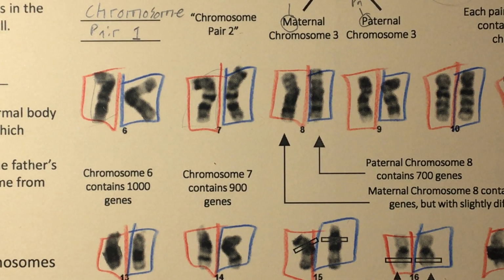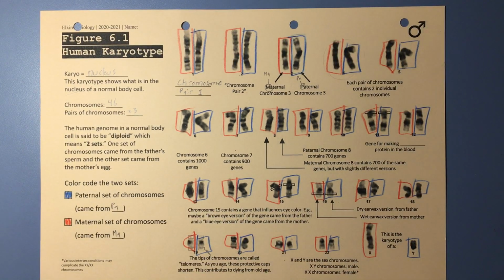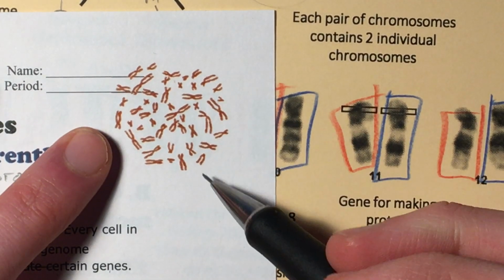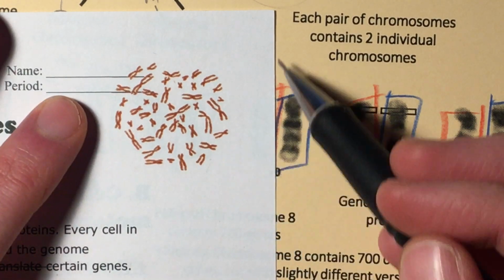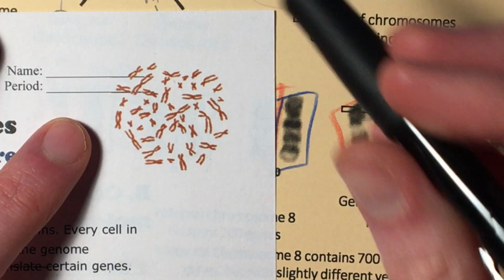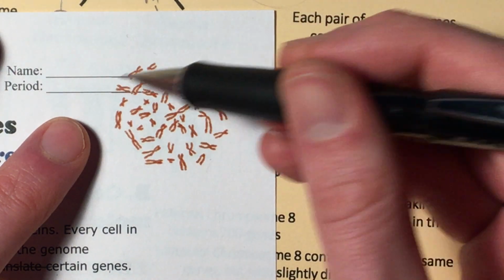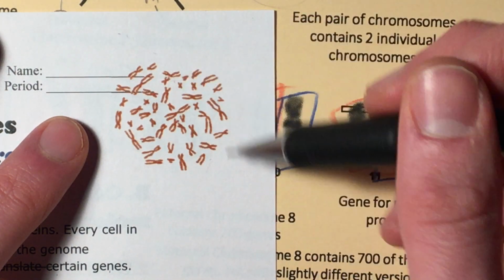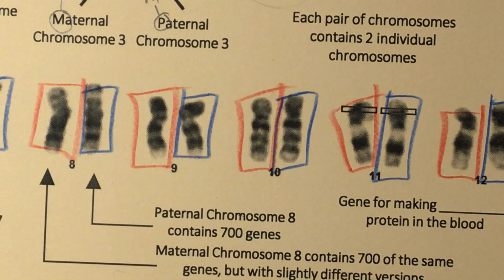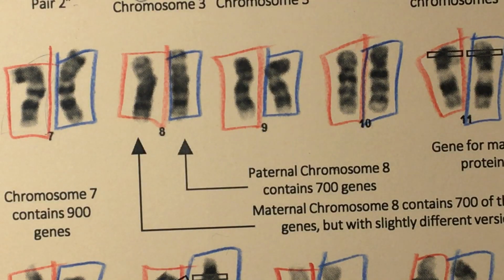Notice, what are we doing? We're decreasing in size. When you look at a cell under the microscope, the chromosomes are going to be scattered like this. They're not lined up so neatly, okay? So what we do to create a karyotype is we take the larger ones first and separate them out and put them in order from largest to smallest. So that's what we're doing here with this karyotype.